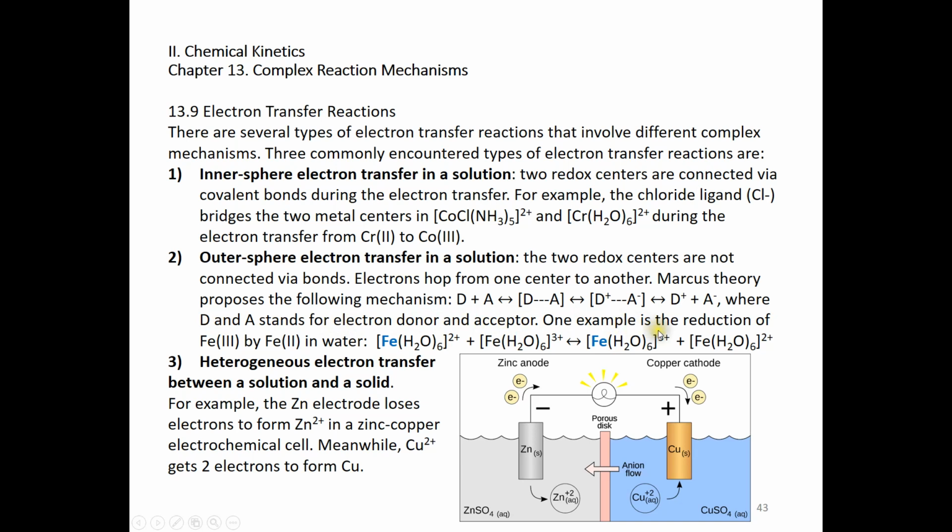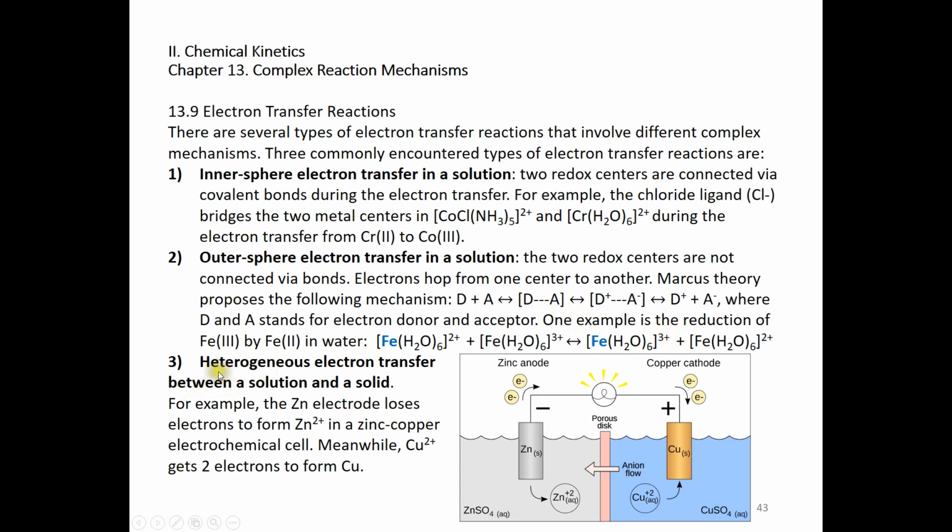One example is the reduction of iron 3 by iron 2 in water. So we have these two transition metal complexes. We have this iron 2 plus, iron 3 plus, and they get close to each other, and then an electron may hop from this iron 2 to iron 3. And then this iron 2 becomes iron 3, this iron 3 becomes iron 2.